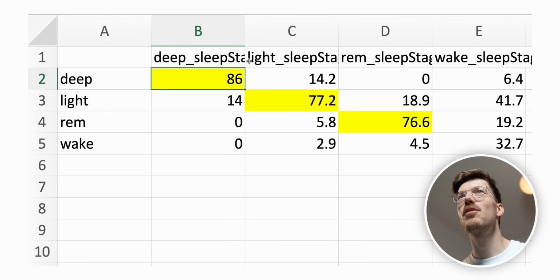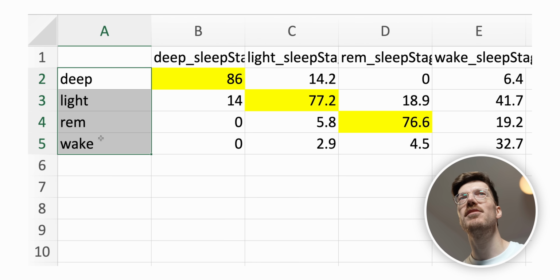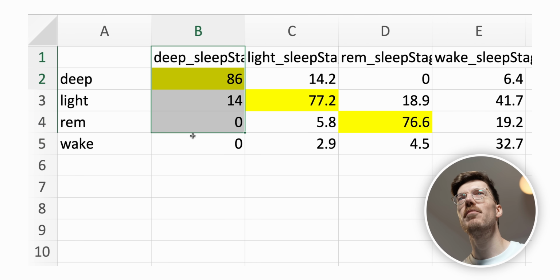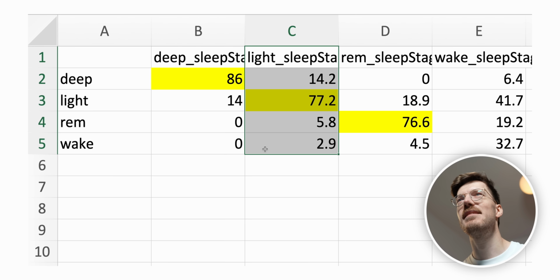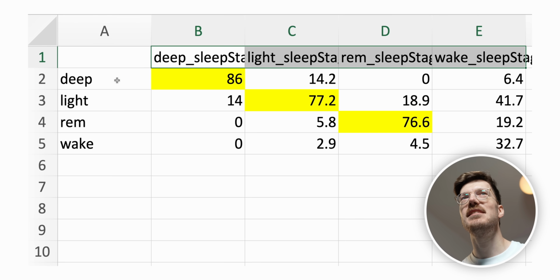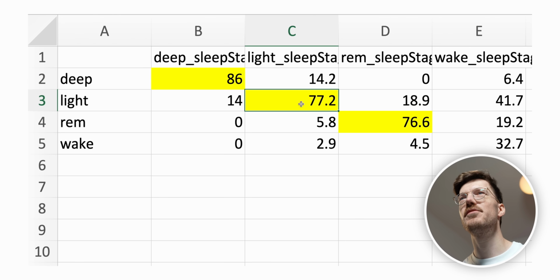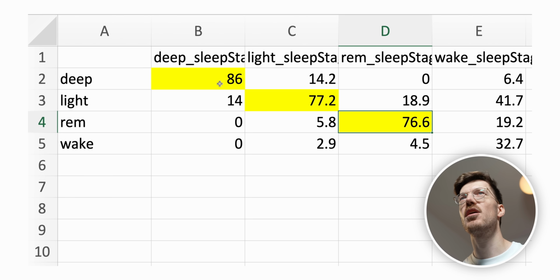So what do you see here? Well, on top we have the sleep stages as detected by the reference EEG device, and on the left we have the sleep stages as detected by the Pixel Watch 3. Now each column here is normalized to 100%, meaning that we can see what percentage of each of the sleep stages according to the reference device was detected as each sleep stage by the Pixel Watch 3. And if they would perfectly agree, all these values in yellow right here should be 100%.